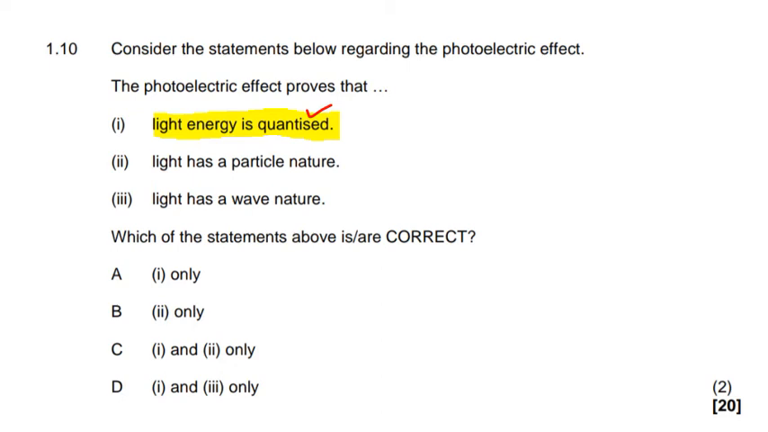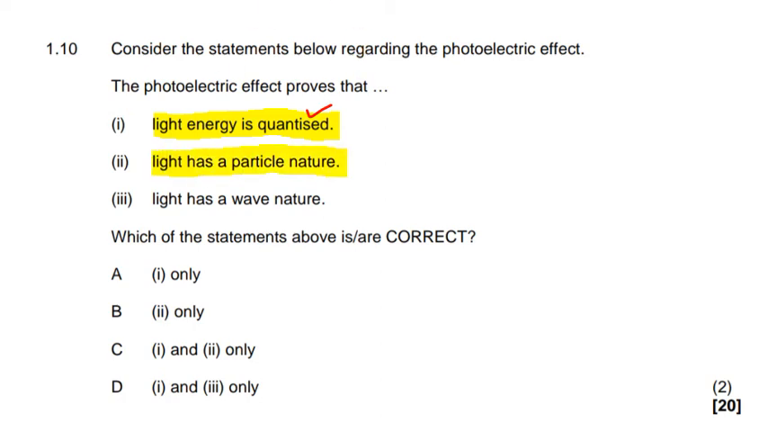So each photon of light has a certain amount of energy. For example, if blue light of a certain frequency has 3 joules of energy, that blue light of that certain frequency, doesn't matter what the intensity is, whether it's dim or bright, it will always have 3 joules of energy. All right. Number 2 says light has a particle nature.